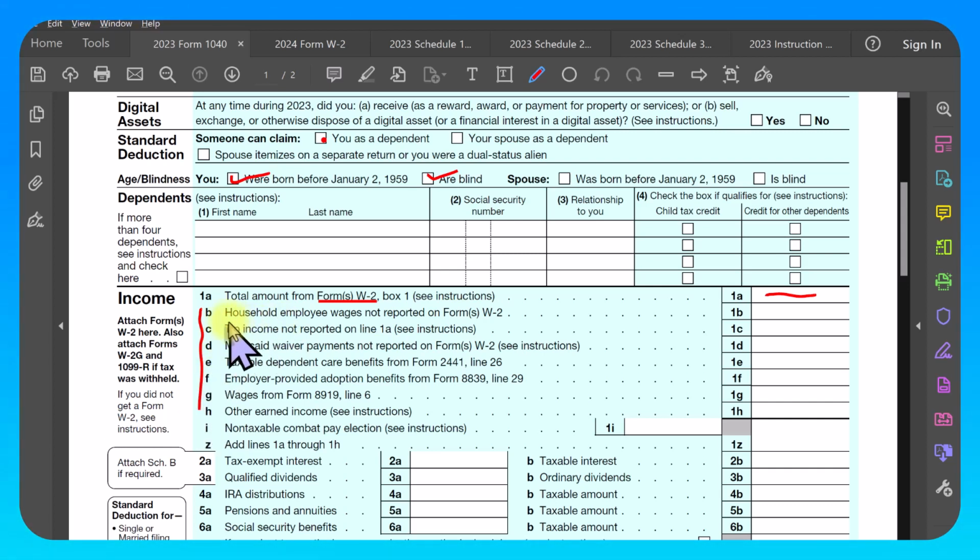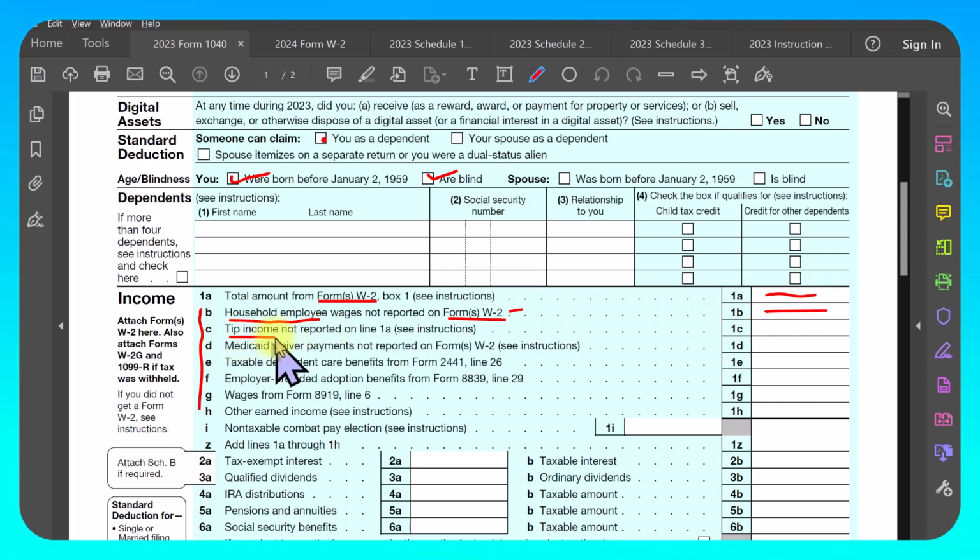If you work as a household employee, like doing house cleaning or maid or gardening work, even babysitting, all at the employer's home, then the employer should be issuing a Form W-2, just like a regular employer, if the amount is more than $2,000 or $3,000 for the year. But if the amount is less than those amounts, the employer is not required to issue a W-2 form, but the income is still taxable. You've got to report it here.